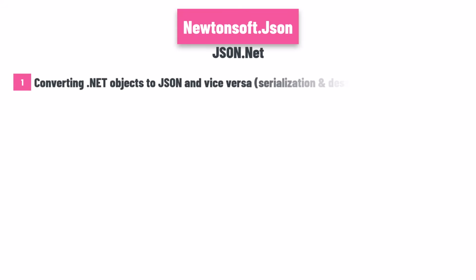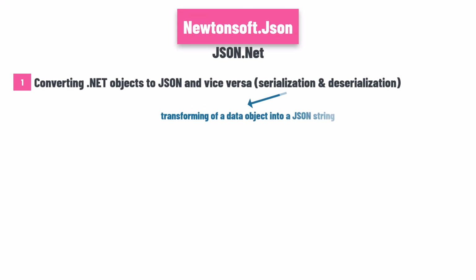JSON.NET provides a host of features to work with JSON, such as converting .NET objects to JSON and vice versa, serialization and deserialization. Serialization is the transforming of a data object into a JSON string that can be saved to a file or sent over the internet. Deserialization is the opposite process.